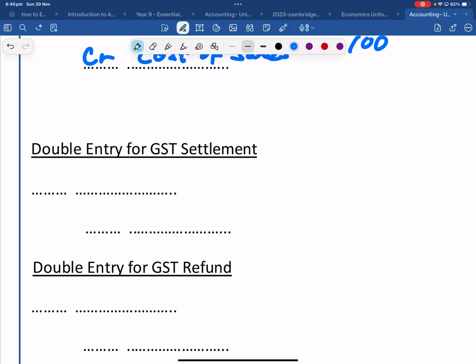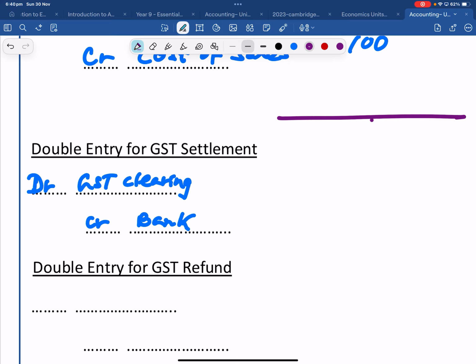GST clearing debit and bank credit. So we debit the GST clearing and we credit the bank. So if I drew a ledger account for GST, okay.